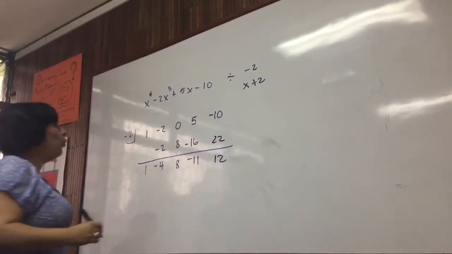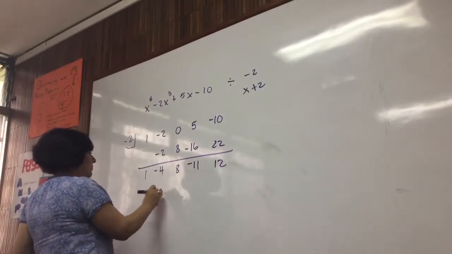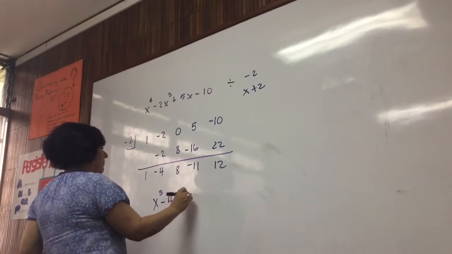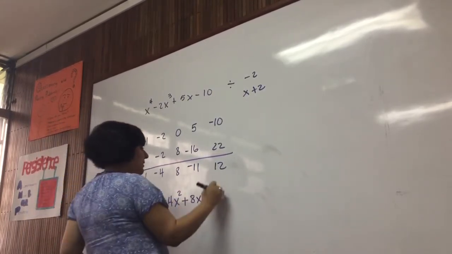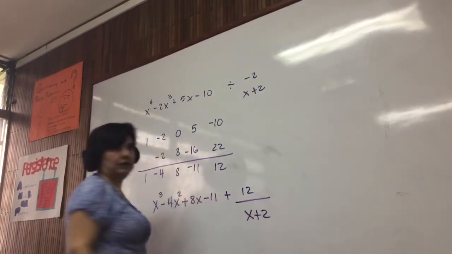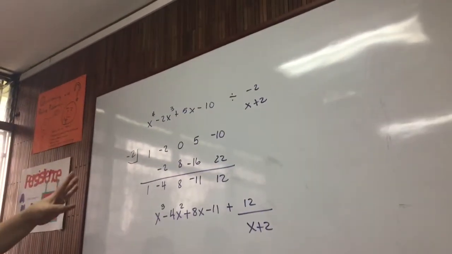Okay. So what would my answer be? X cubed, minus 2x squared, plus 8x plus 11, remainder 12. And this is plus, right? 12 divided by x plus 2. We good? Okay. This is really easy, right?